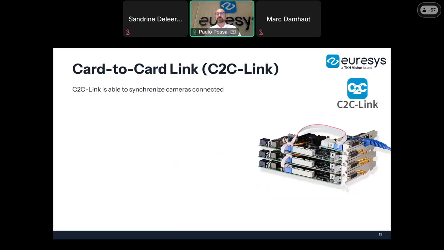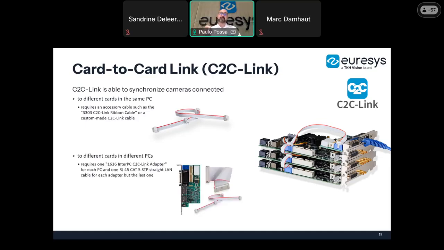As I mentioned before, C2C link can synchronize cameras connected to different boards. These boards can be synchronized inside a single PC by simply adding a ribbon cable to connect all the boards, or even in different PCs by using an accessory called the inter-PC C2C link adapter. So we can synchronize cameras connected to different boards inside a single PC or in boards that are inside different PCs.